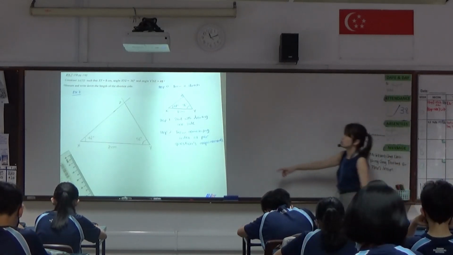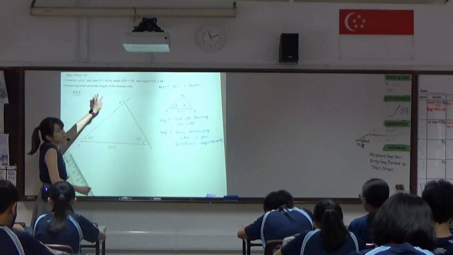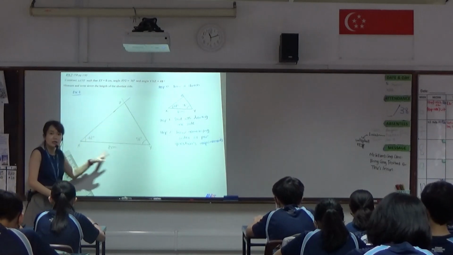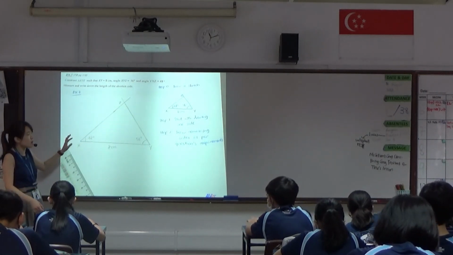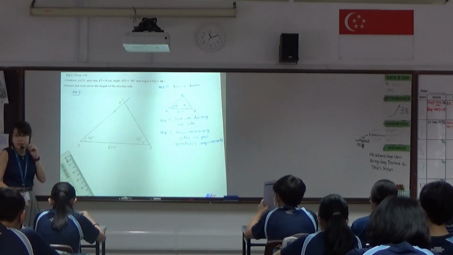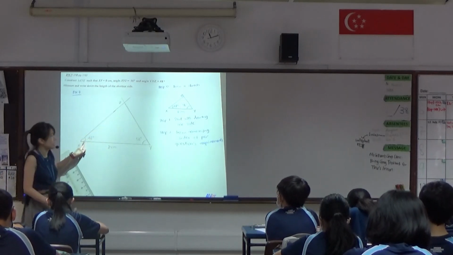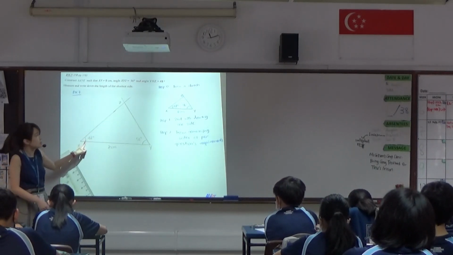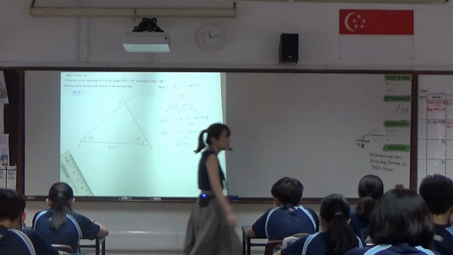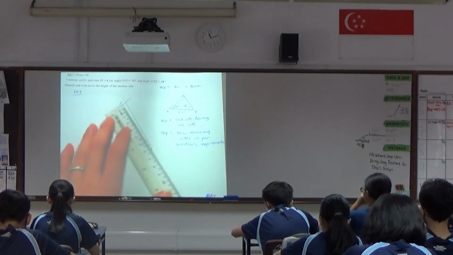Now, this is not all for the question. Read the question carefully. It did say measure and write down the length of the shortest side. We have already learned that the shortest side in the triangle will be opposite the smallest angle. So you don't need to measure all and see which one is the shortest one. You just find which is the smallest angle. In this case, we can tell that 48 degrees is the smallest angle. So therefore, the shortest side will be the side YZ, for which you use your ruler to measure out the length of YZ.